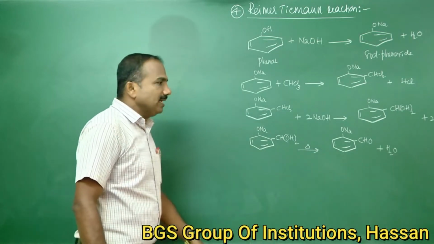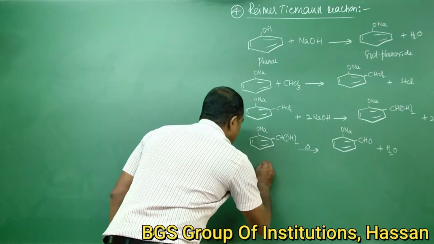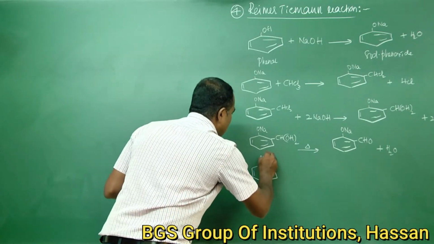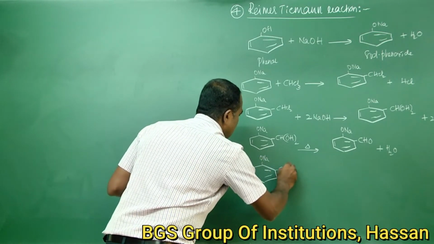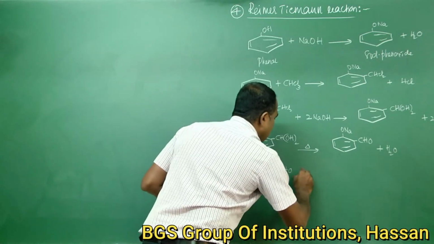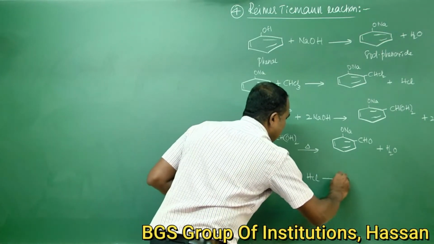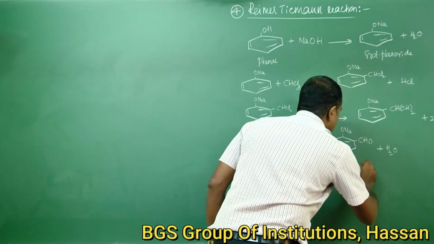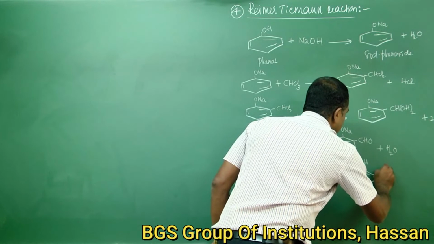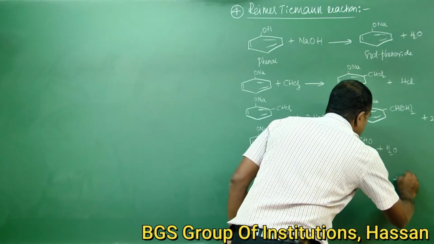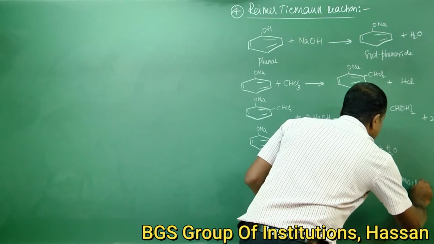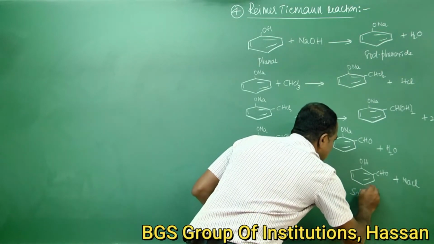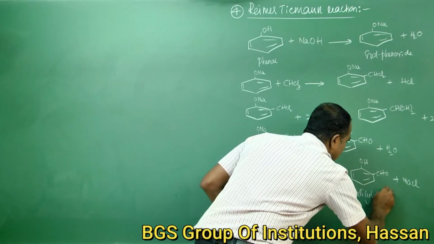So this is nothing but the sodium salt of the aldehyde, that is, the sodium salt of salicylaldehyde. ONa CHO on acidification with HCl gives OH CHO plus NaCl. This is salicylaldehyde.